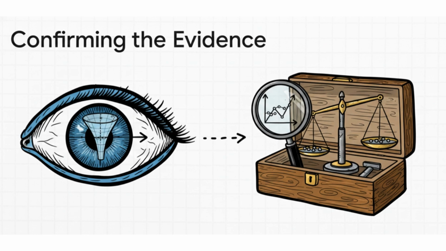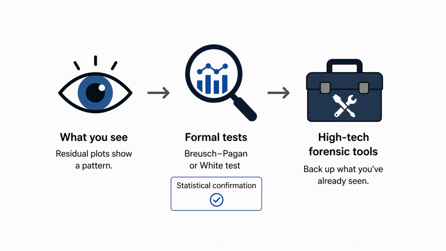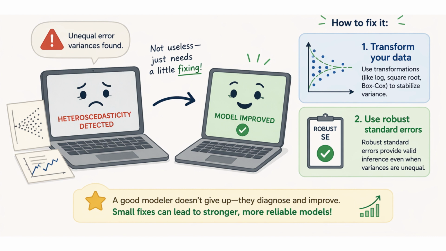Now, just looking for that funnel shape is your best first line of defense. Your eyes are a great detector. But sometimes you want more proof, right? You want to be sure. For that, you can use formal statistical tests like the Breusch Pagan or White test. Just think of them as the high-tech forensic tools that back up what you have already seen with your own eyes. Finding this does not mean your model is useless. It just means it needs a little fixing. Maybe by transforming your data or using robust standard errors.